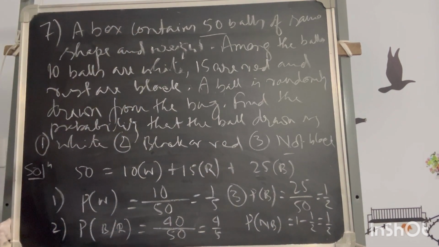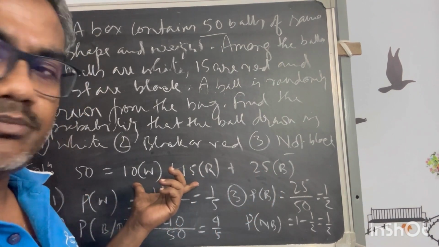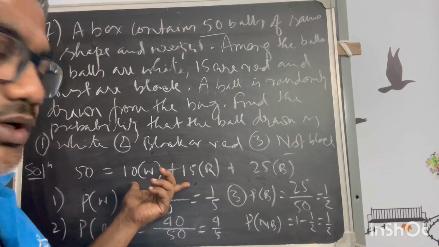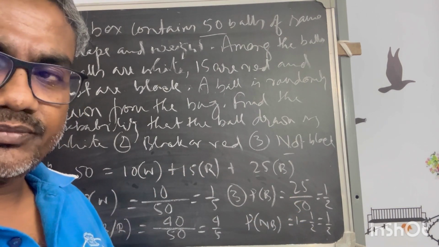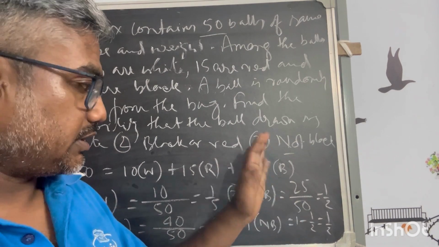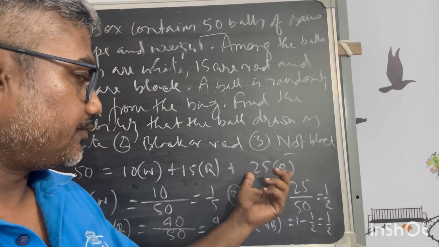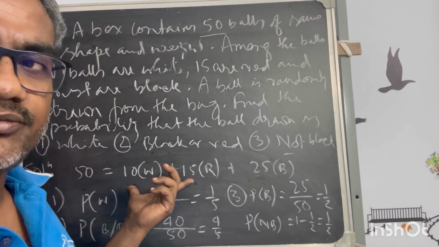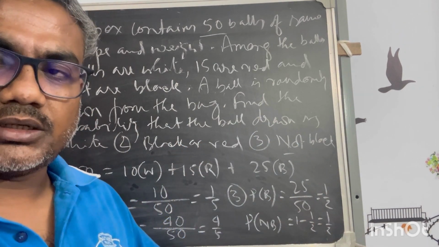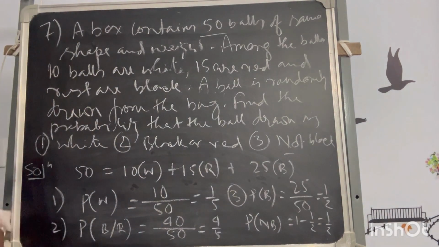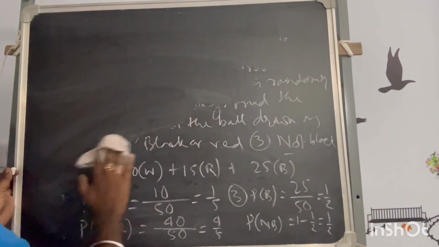Or else, the other way you can calculate: if black is 25, the rest is not black. So not black is also 25. So the probability of not getting black is 25 upon 50. That way also you will get half. Not black out of 50 is 25, the other colors, meaning not happening of black. That way you can directly get the results. That is also possible. So we'll move to the next problem.